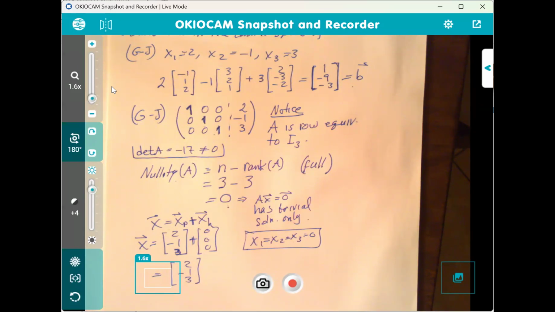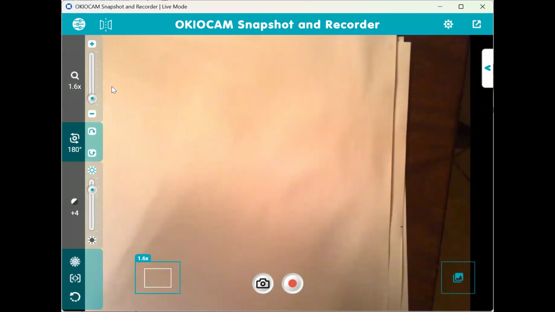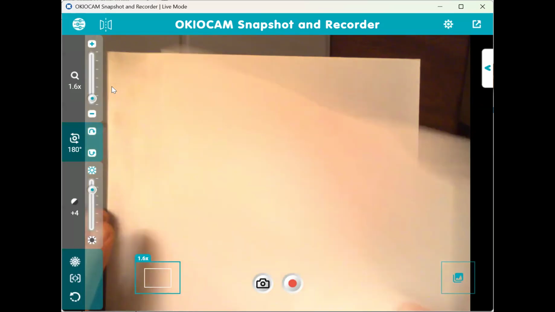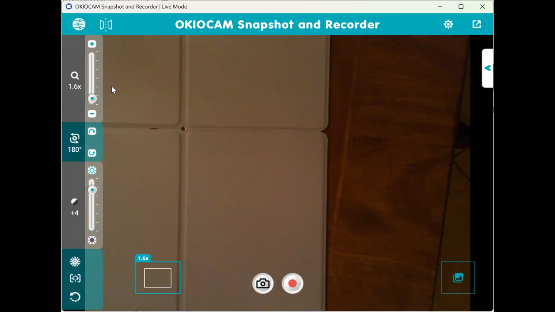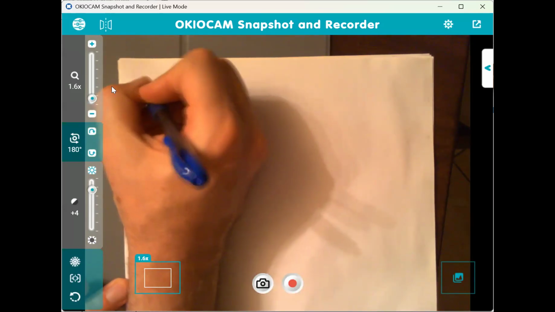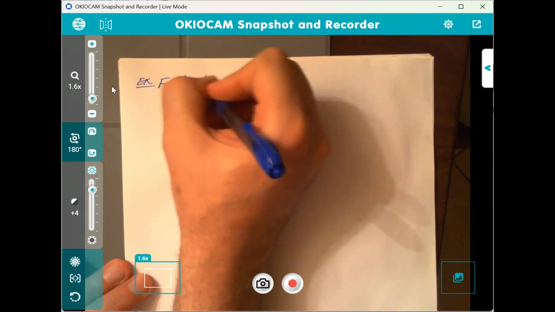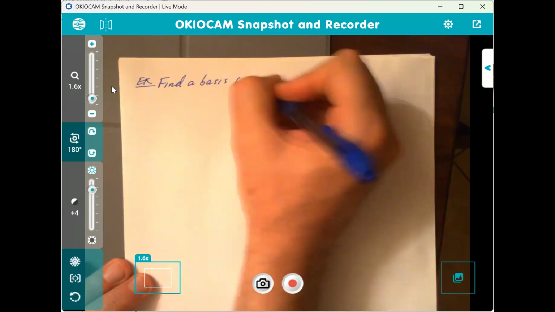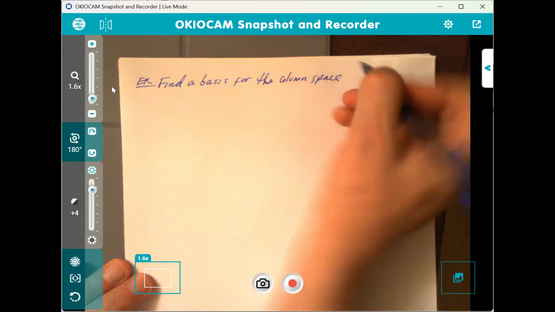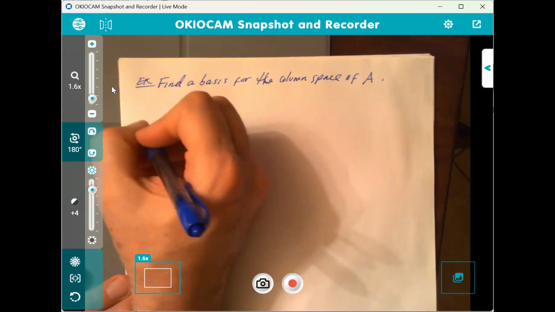Now, let me see, let's do another example. In this next example, let's say we want to find a basis again for the column space of a matrix. So here's our next example. Find the basis for the column space of matrix A.